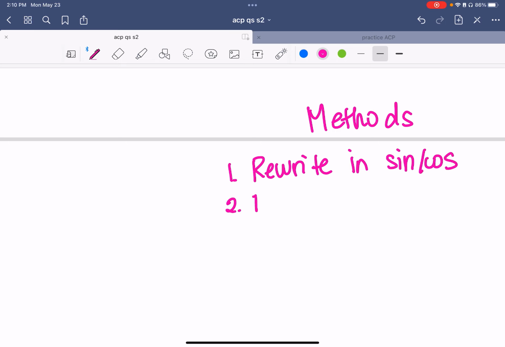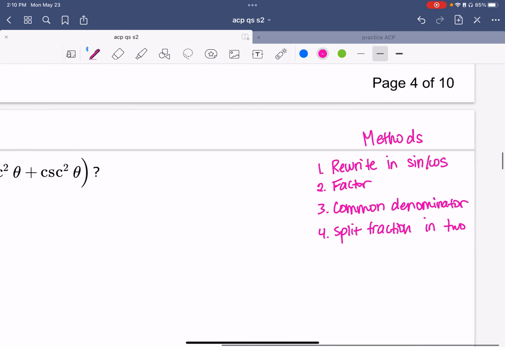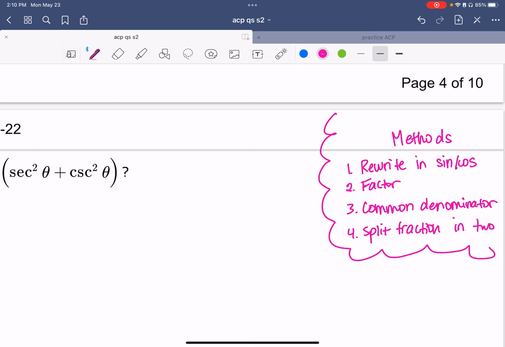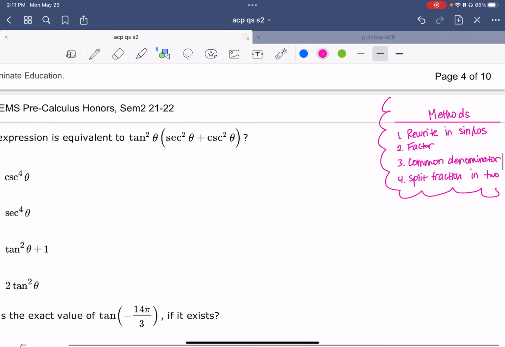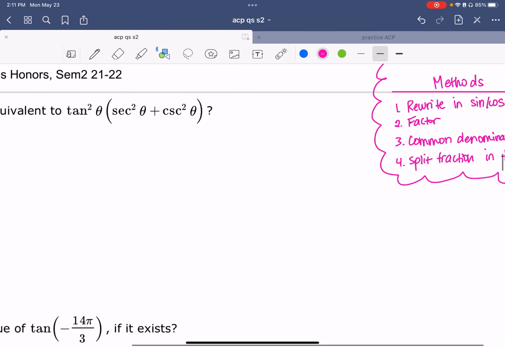The second is to factor. The third method is to get a common denominator. And the fourth method is to split a fraction into 2 smaller fractions. Now you're not going to always use all 4 of them. It's just a matter of what the problem says. So I'll start with rewriting in terms of sine and cosine and see where that leads us.